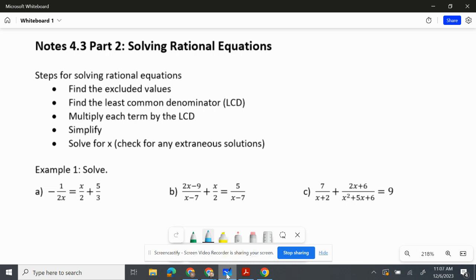We're going to continue solving rational equations. With part 2, we're going to be looking at just more than 2 terms. We're going to be looking at 3 terms. So we're going to change it up from last time.